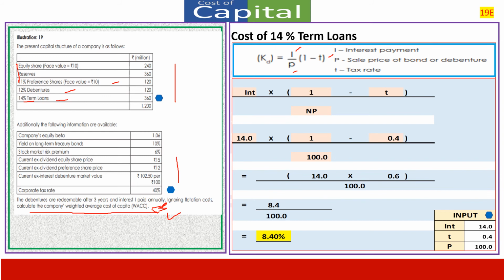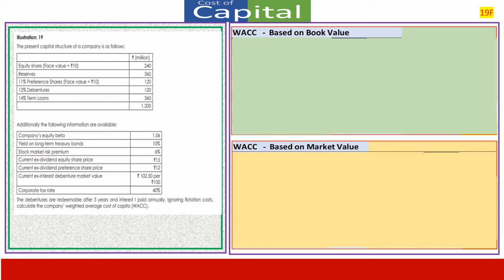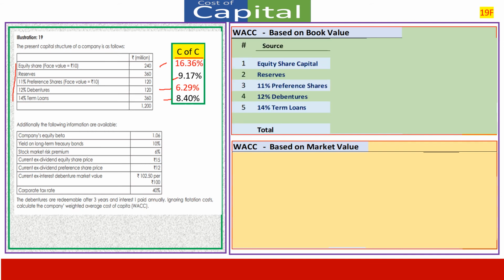Now we know for sure. We have calculated equity and reserves at 16.36, preference at 9.17, debentures at 6.29, and term loans at 8.4. That is the cost of capital which we derived in the previous notes. Now it is only a matter of proceeding further. We have to have book value posted. Let us go for based on book value: equity, reserves, preference, debentures and term loans.